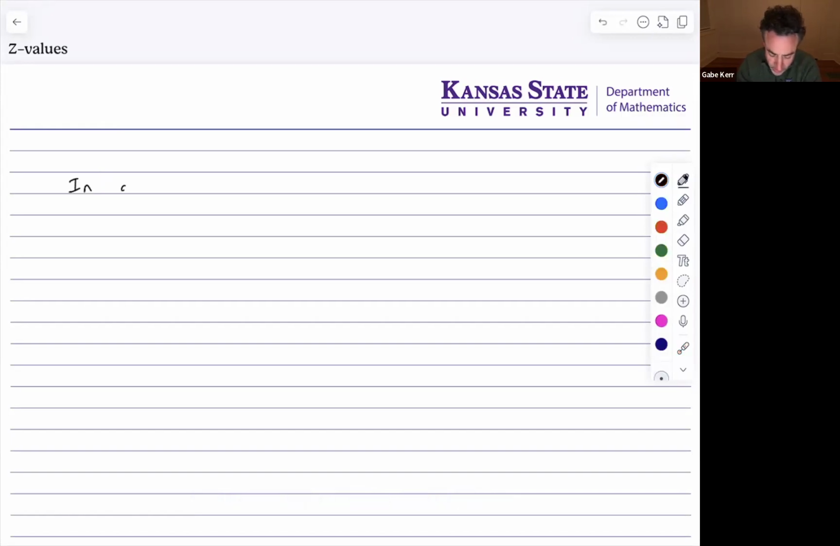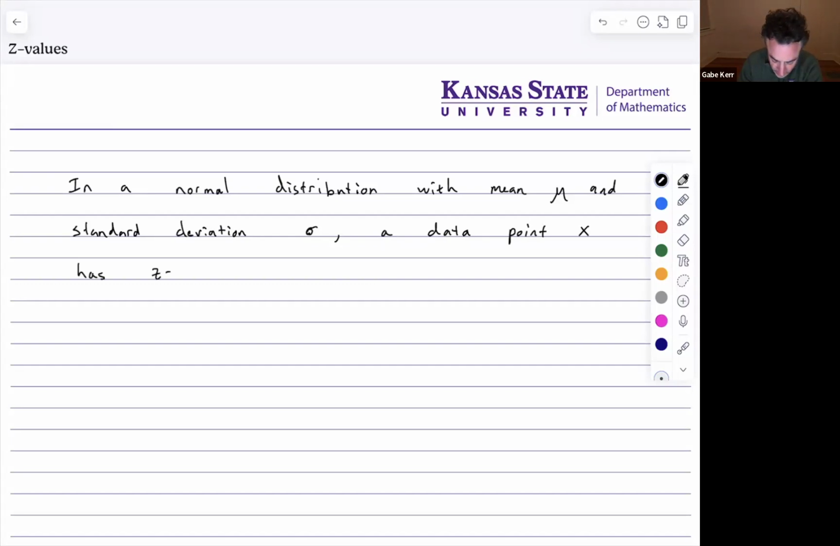In a normal distribution with mean mu and standard deviation sigma, as always, a data point x has z value z equaling, you subtract the mean from x and you divide by the standard deviation.